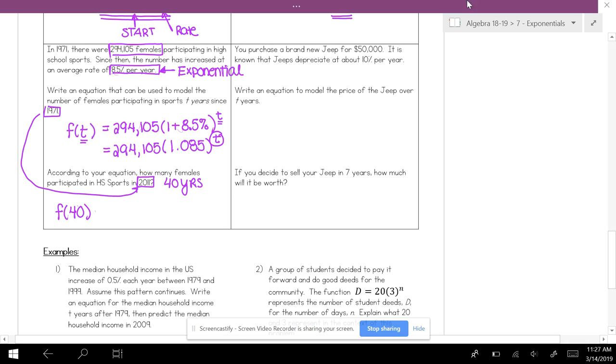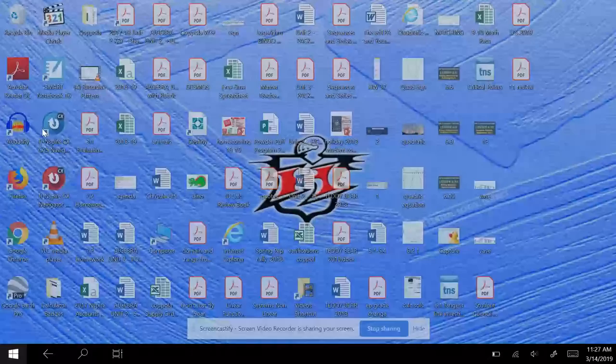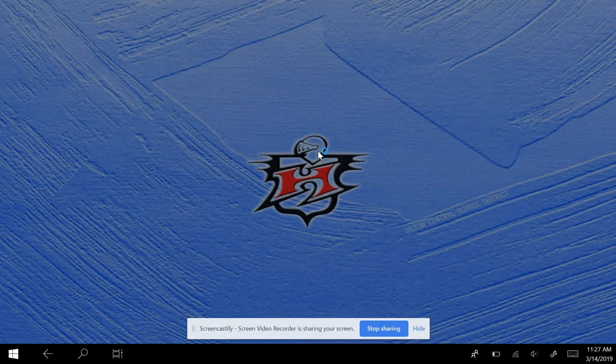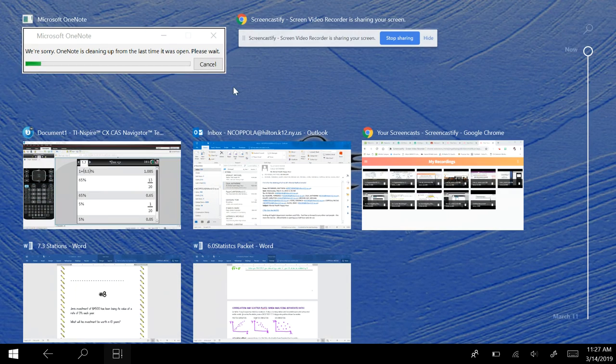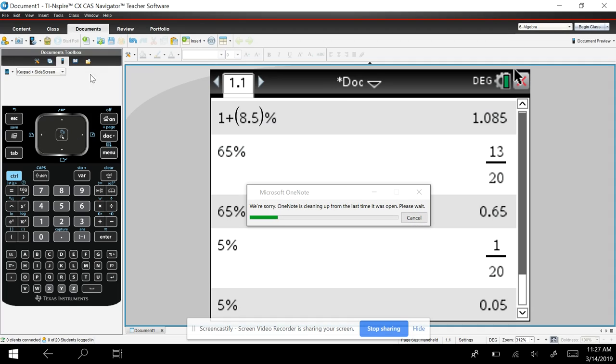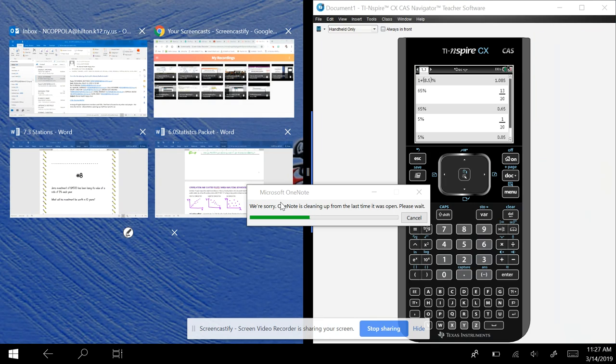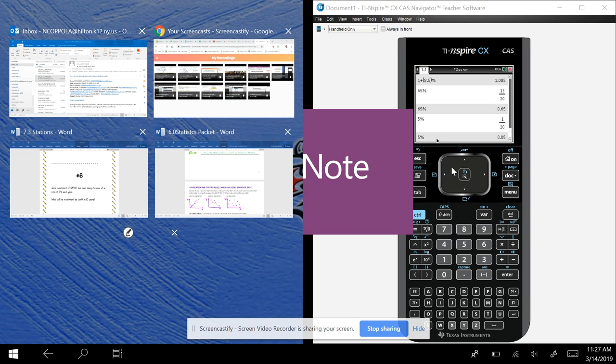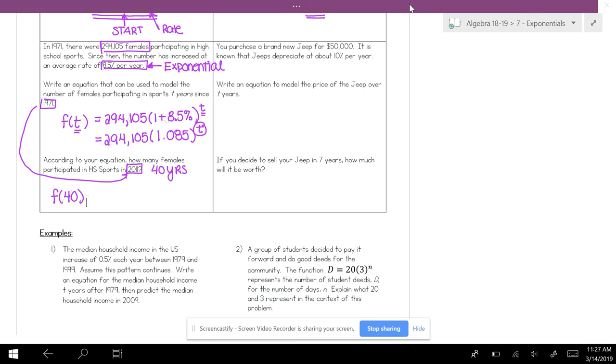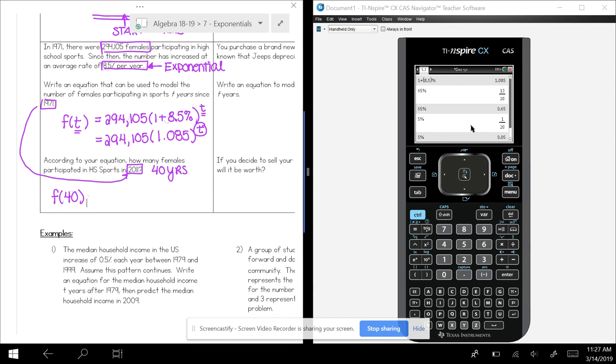So I'm going to type in, let's see if I can do this. I'm going to put him over here. Come here, little friend. Where did he go? Hello. Oh, it restarted. How great. Okay. So while we're waiting for that I'm going to put the handheld calculator on this side. OneNote is cleaning up its mess and it's opening up. And I'm going to drag him over here.